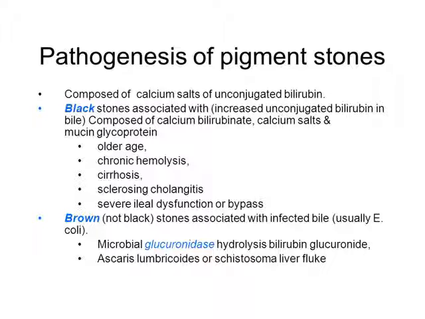Now brown stones are associated with infected bile, usually E. coli. Microbial glucuronidase hydrolysis, bilirubin glucuronide, Ascaris lumbricoides or Clonorchis in the liver. These all infections cause the brown stone formation, that is the pigment stone formation.